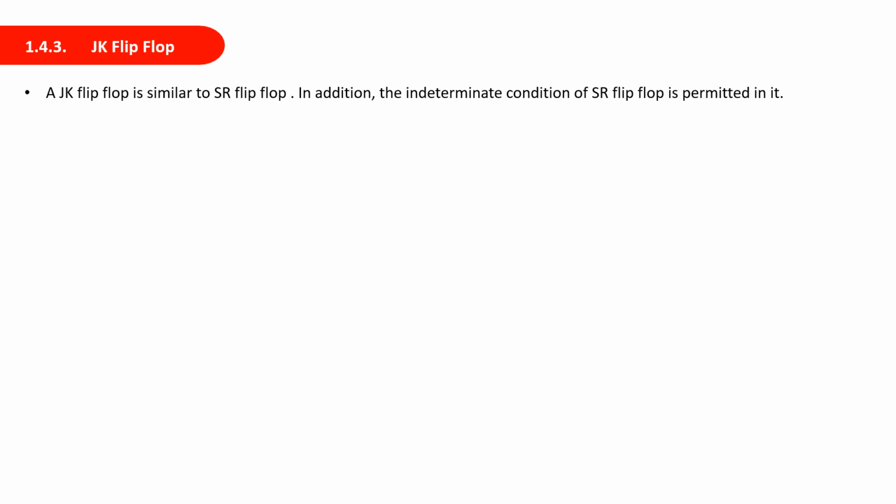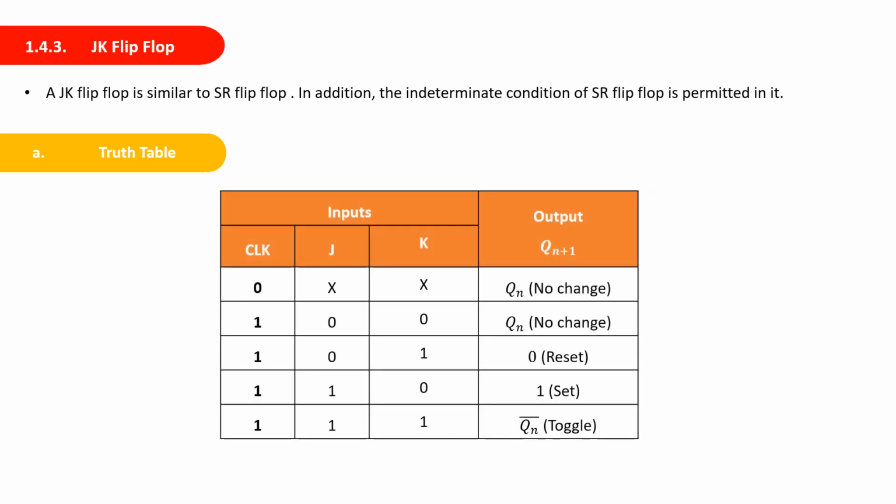In addition, the indeterminate condition that is present in the SR flip-flop is permitted in the JK flip-flop. That is 1-1. Input 1-1 is an invalid condition for the SR flip-flop, but that is permitted in the JK flip-flop. So first we can go through the truth table. The slide shows the truth table.